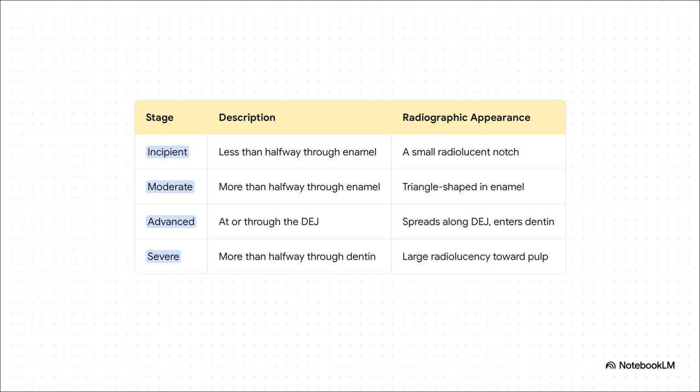Decay between the teeth, or proximal decay, follows a pretty predictable pattern. It starts out as just this little radiolucent notch in the enamel. That's what we call incipient. Then it forms a classic little triangle shape in the enamel. But here's the key moment. When it hits that boundary between enamel and dentin, the DEJ, it spreads out sideways along that junction before it really dives deeper into the tooth. Being able to recognize these different stages is absolutely crucial for deciding on the right treatment.